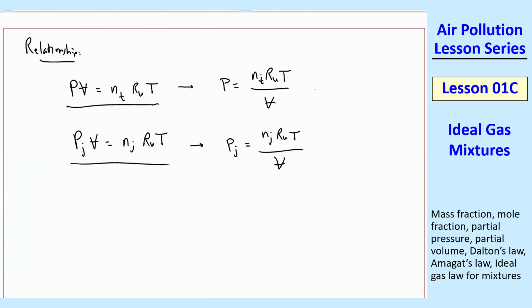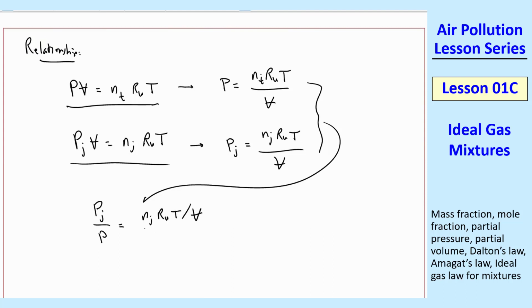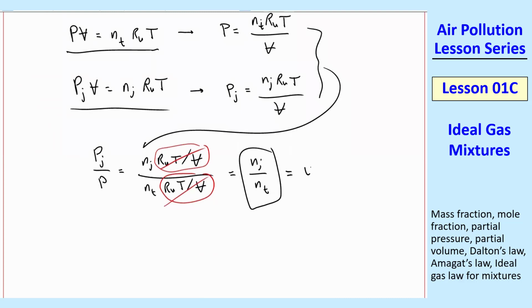And so let's combine these two into a ratio. PJ over P is equal to NJ RT over V divided by NT RT over V. And notice that this cluster cancels with that cluster. And so this is equal to NJ over NT. And what is that? That's how we define Yj, the mole fraction.